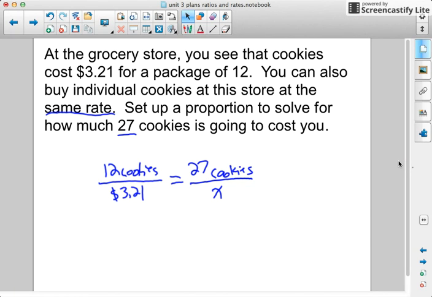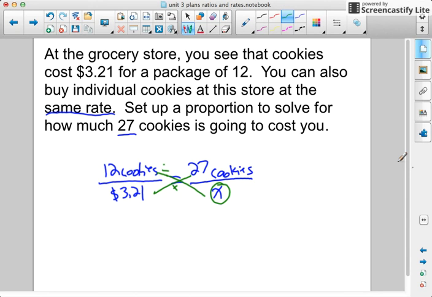So now we can solve it by doing our cross multiplying method. So 27 times $3.21, and then we're going to divide by the one opposite of the unknown, which is 12 cookies. So $3.21 times 27 divided by 12. So X would equal $7.22 rounded. So that's how we can use and set up proportions to solve problems with rate and ratio.